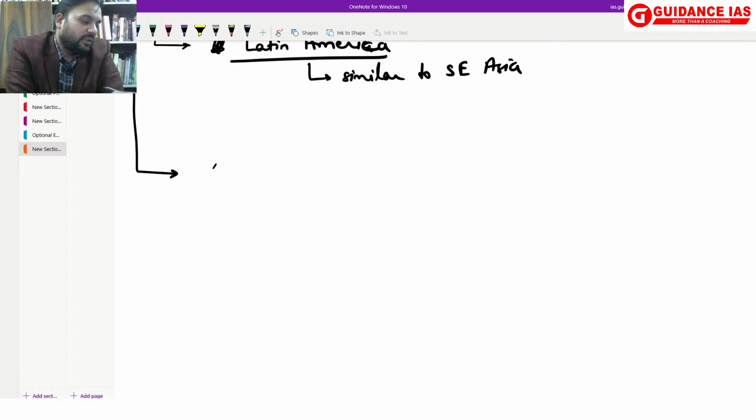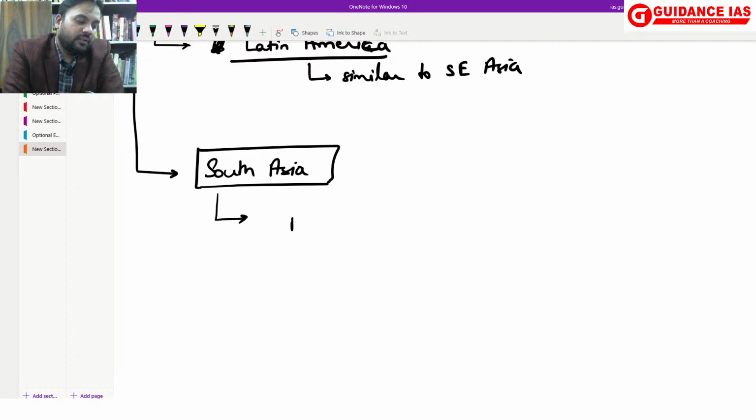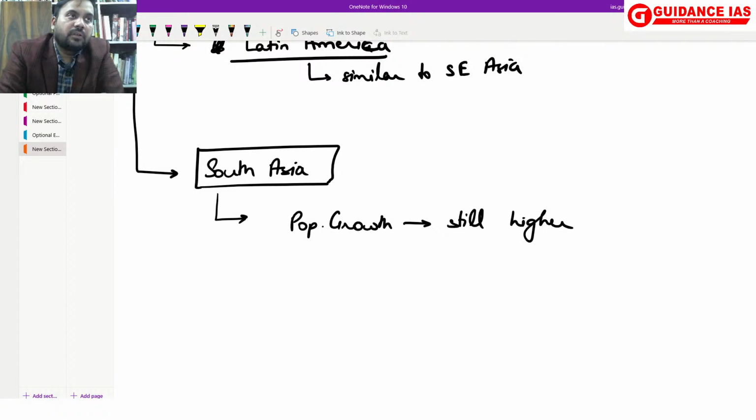Similarly, if you talk about South Asia, problems are there. Why? One, population growth has been still higher population growth is there in case of South Asia. What about technology? Technological diffusion has been very uneven.